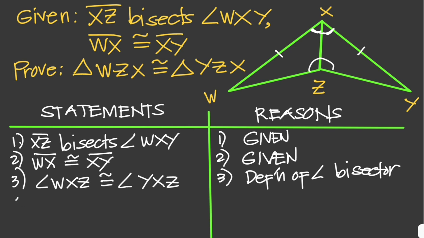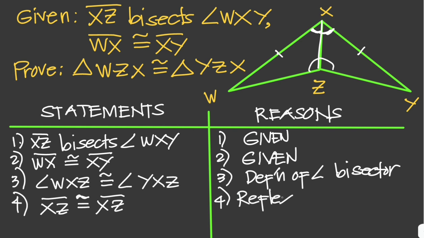Then our next statement. We already have the angles and the sides. How about this one, XZ? We can use the reflexive property of equality for that. So segment XZ is congruent to itself. Then our reason would be reflexive property of equality.